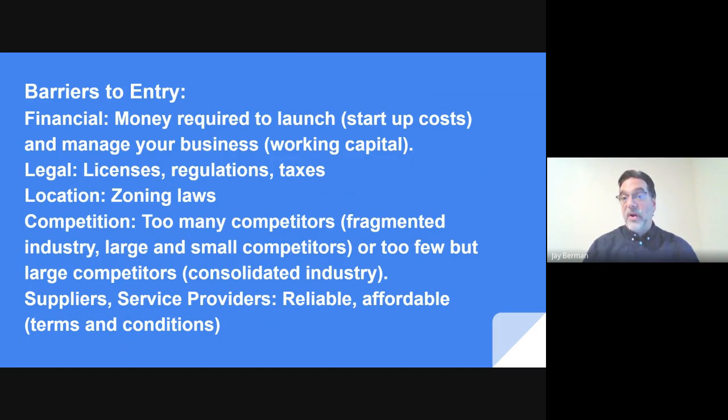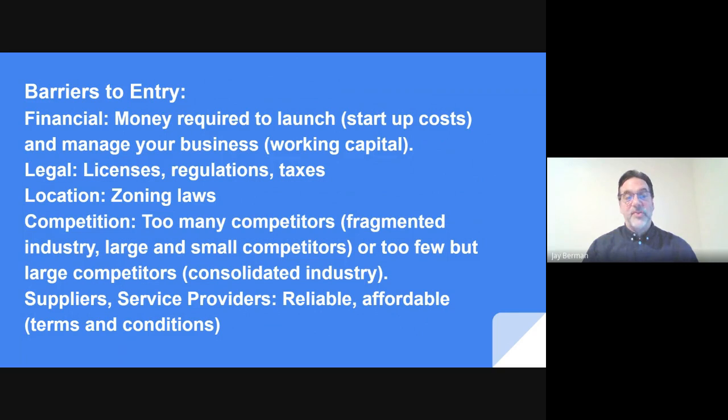There are a lot of large and small competitors, or you can be entering a consolidated industry where there aren't a lot of small companies, where the industry is dominated by a few large competitors who simply have the financial resources that you do not have, or the marketing firepower for that matter.